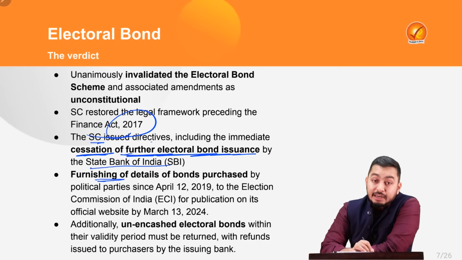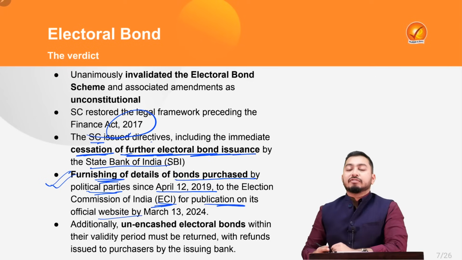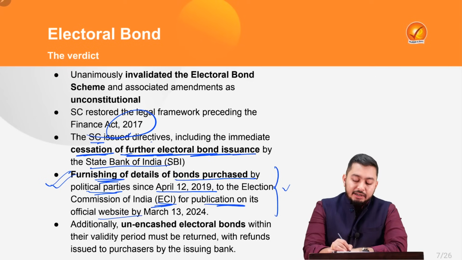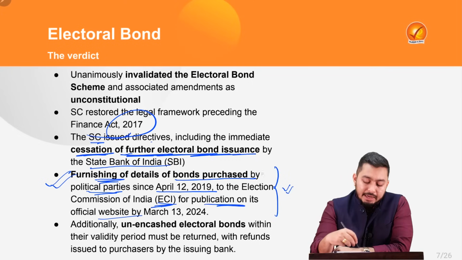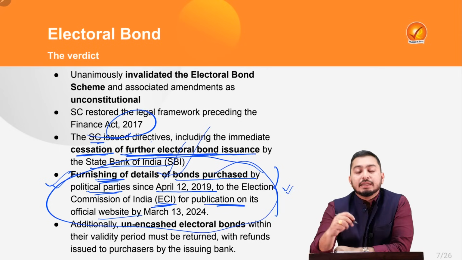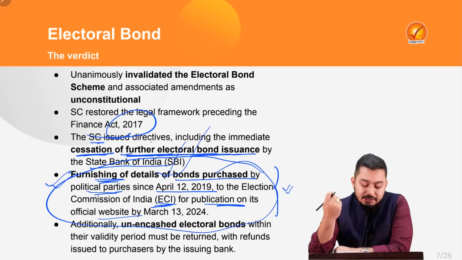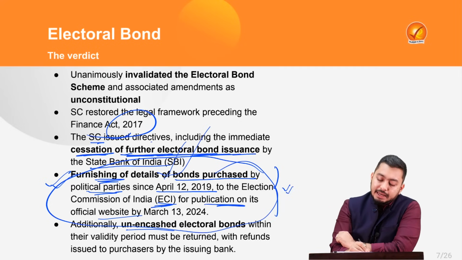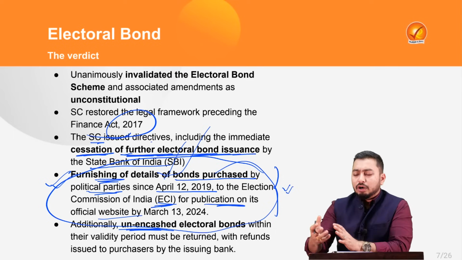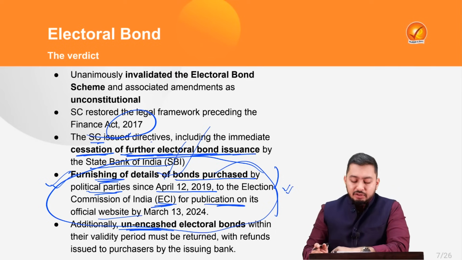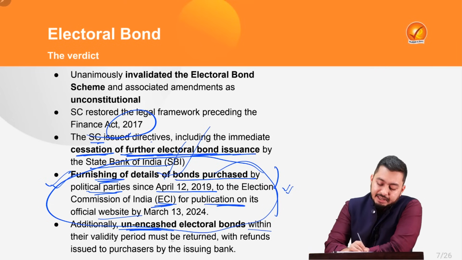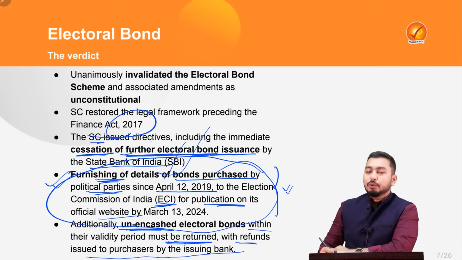And to furnish the details, this is very important, of bonds purchased by political parties since April 2019 to the Election Commission of India for publication on its official website. So a part of electoral bonds, who donated, has to be published by the Election Commission of India, who is essentially the regulator. Then additionally, unencashed electoral bonds, that means any electoral bond which has not been encashed till this point of time, within their validity period must be returned with refunds issued to purchasers by the issuing bank.